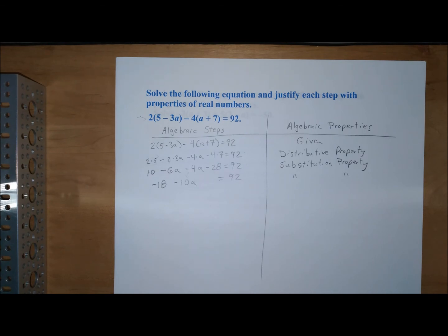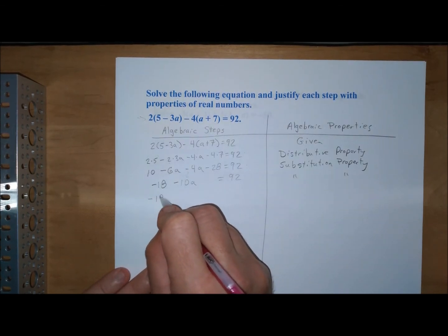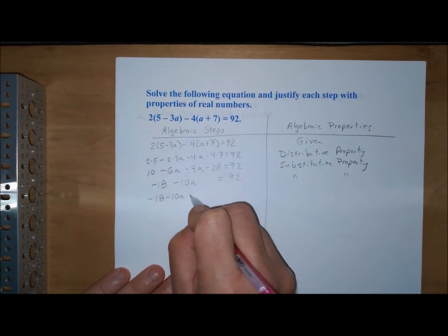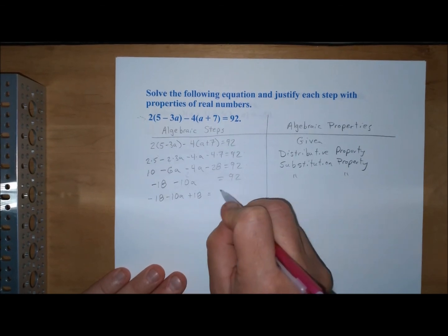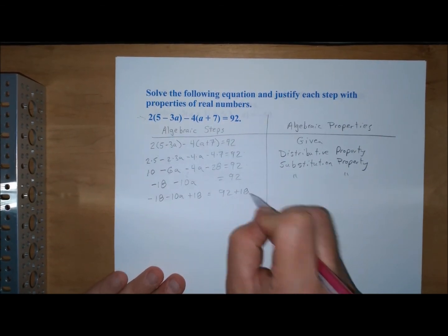Now, I'm going to add 18 to both sides, right? If I want to continue to solve for a. So I'm going to write it like this. Negative 18 minus 10a plus 18 equals 92 plus 18.